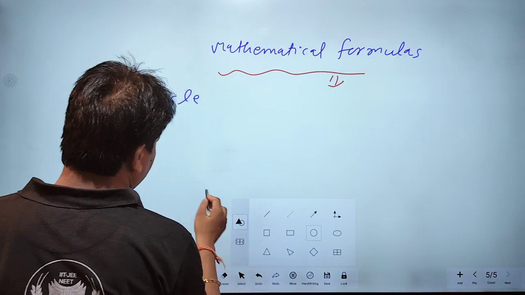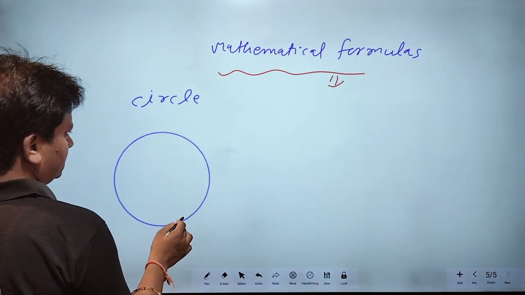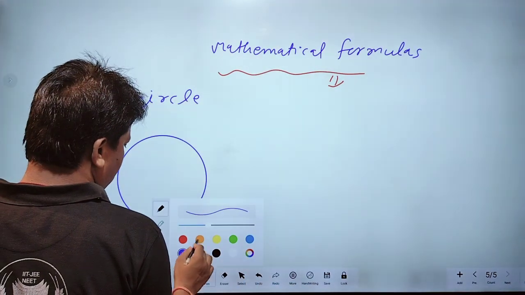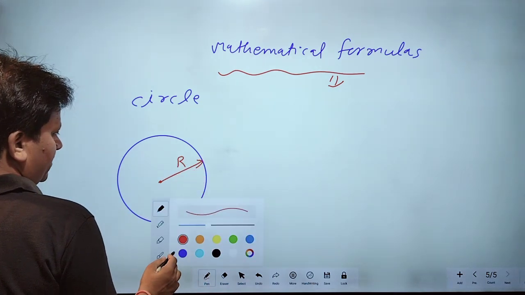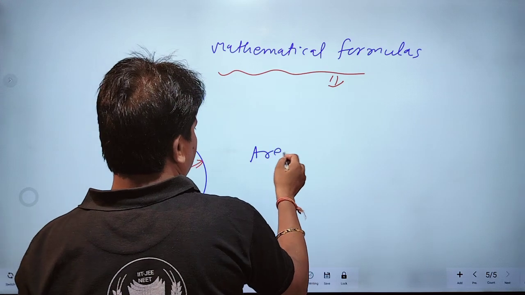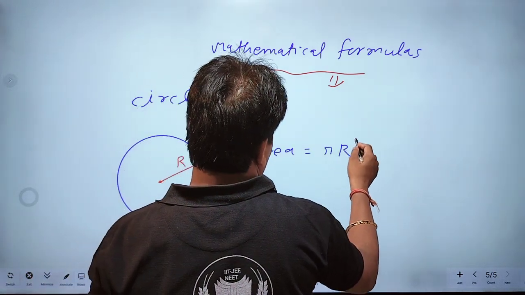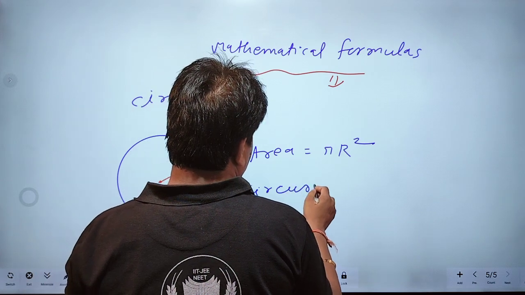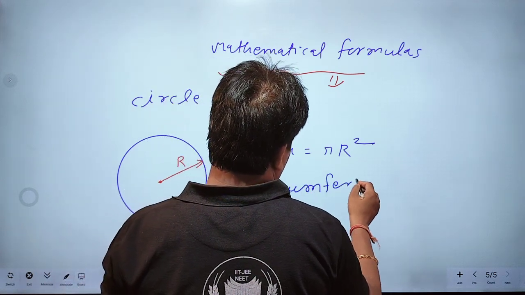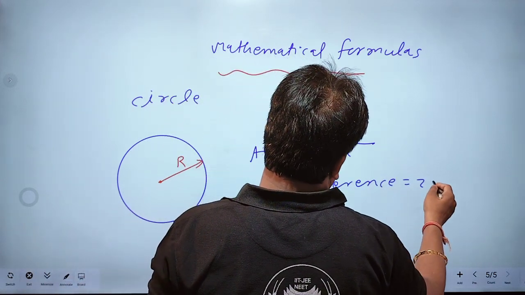Circle, like this, it has radius r. What will be its area? Area should be equal to pi r square, and circumference should be equal to 2 pi r.